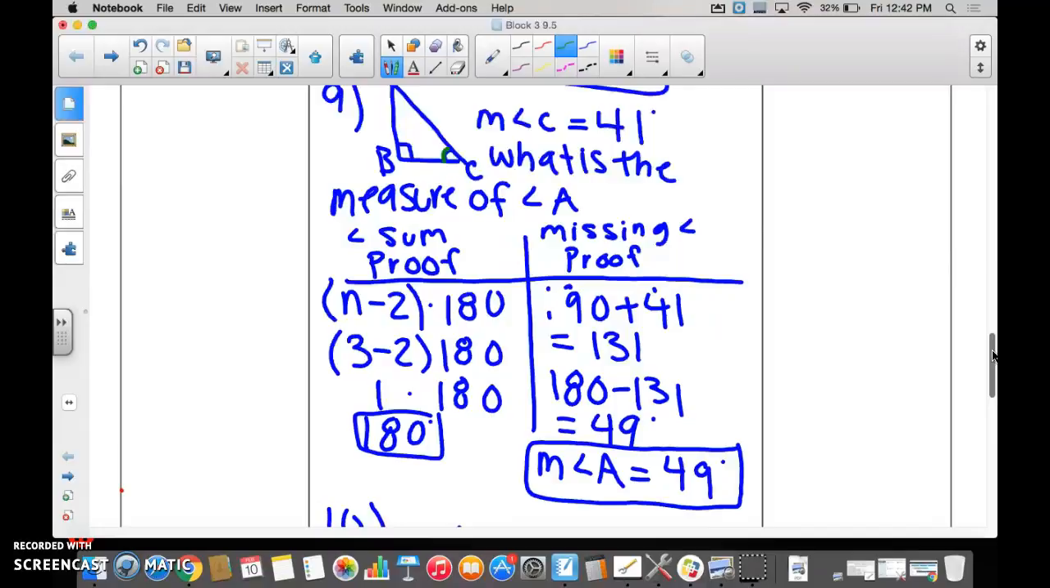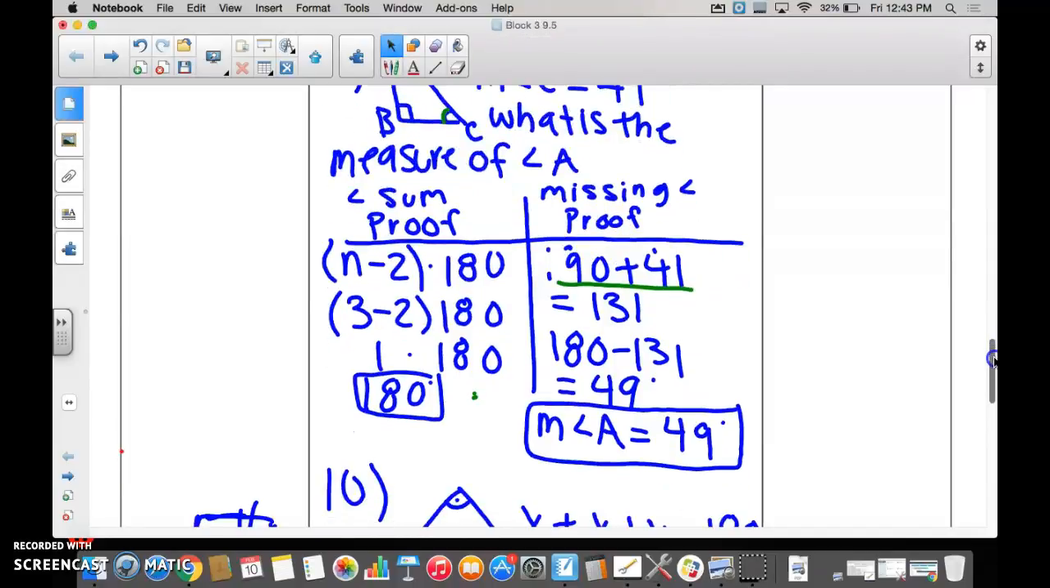So then you had to subtract, like we've been doing in all of the other lessons in this chapter. You had to subtract from your grand total, which you get from your sum proof, and you subtract what you know, because it was given to us.